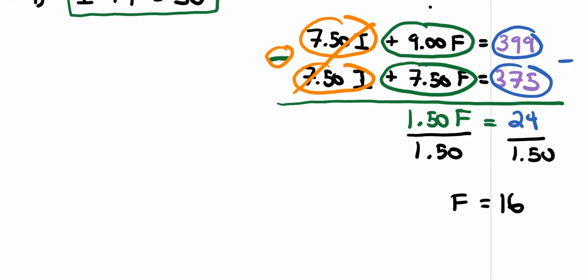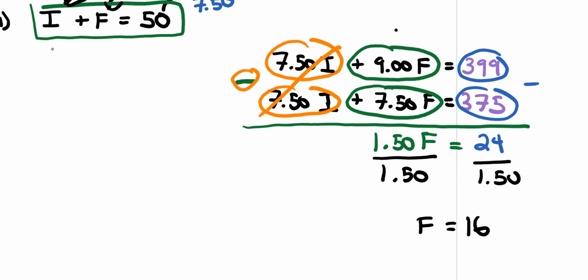Okay, and in order to find the number of kilograms of Italian coffee, we can go back to our first equation. So I plus F, where F is 16 kilograms, equals 50 in total. So 50 minus 16 is going to be 34. So there's going to be 34 kilograms of Italian coffee. And that's how you can solve that one.